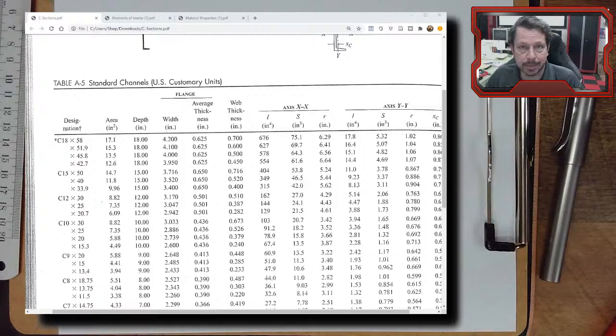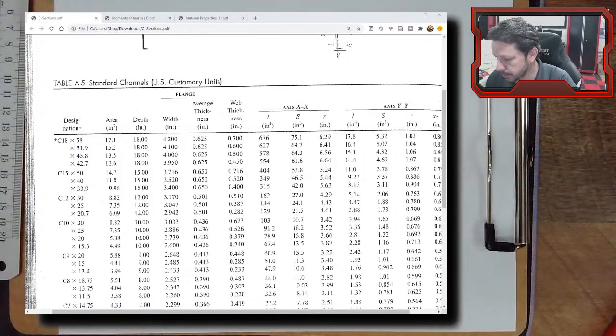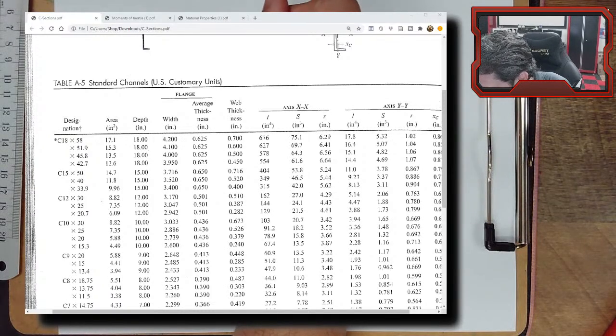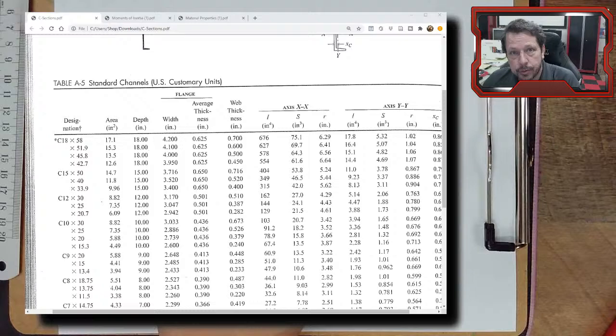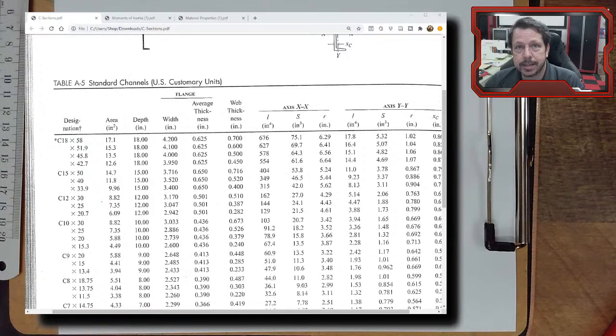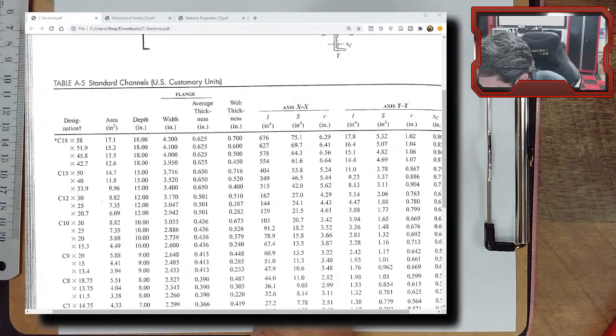We're going to use a C10 by 30. So I'm going to write that down. We're going to go ahead and grab some of this data while we have this open. So C10 by 30. We need the area. If we're going to do parallel axis theorem, one of the things we need is the area. So C10 by 30 area is 8.82 square inches.